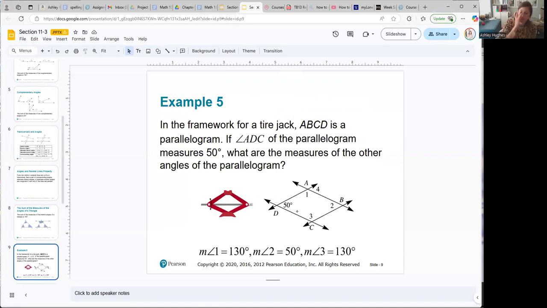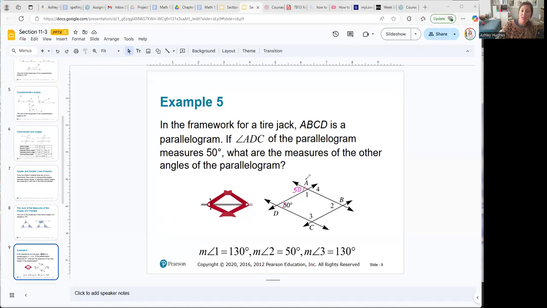Okay, so it's a parallelogram. Parallelogram means that the lines are parallel, so this is parallel to this. So if this is 50, this is also 50. Oh wait, I'm sorry, no, it's not. I did an alternate. This one is 50. The alternate interior angles, this and this, are equal.